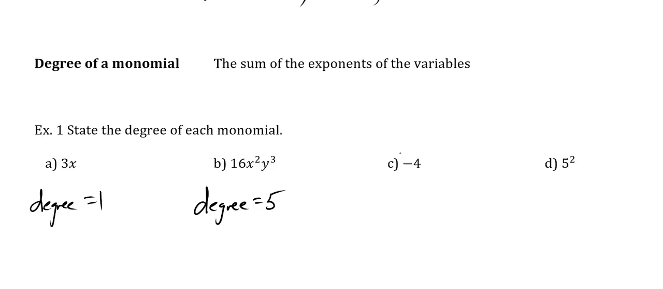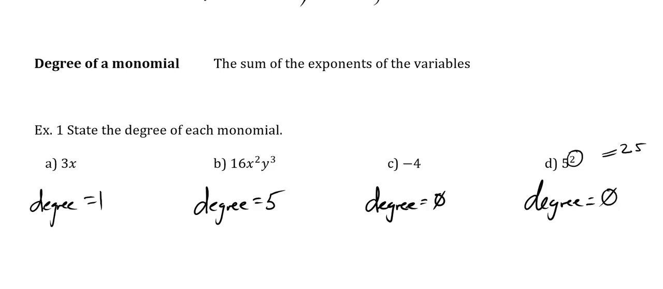This one has no variables, and so there's no exponents, obviously, but what's actually happening here is it has a degree of 0. Anything to the 0 is 1. And so in this case, we would say it has a degree of 0. Again, in question D here, it looks like there's an exponent, but I can actually evaluate that. It's 25. The degree only has to do with exponents on variables. So this again has a degree of 0.